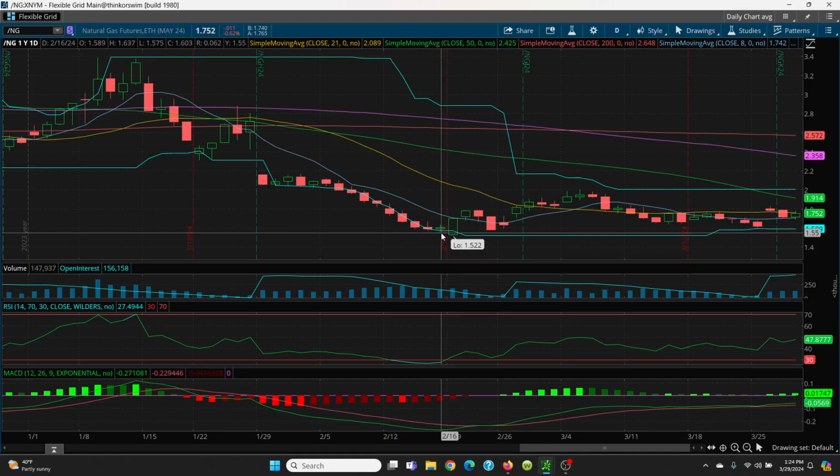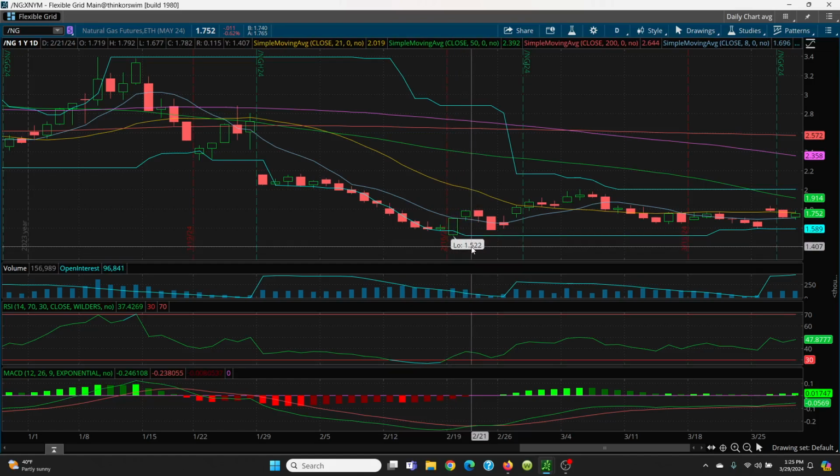This is 1.575. And then we come back here. This is your big retest at 1.522. Very, very critical level right there as your support.